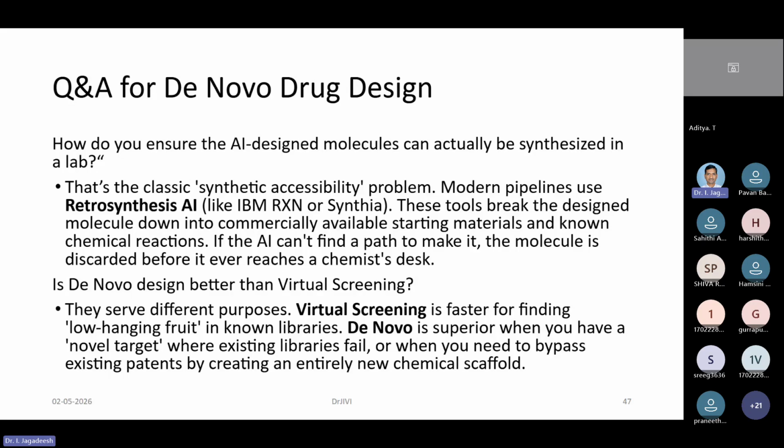The second question you may have in mind is, is de novo design better than virtual screening? In virtual screening, whether it is high throughput screening or virtual screening, we have a combination of products and we test them. We pick up those passing all our criteria and take them forward. So they serve different purposes.